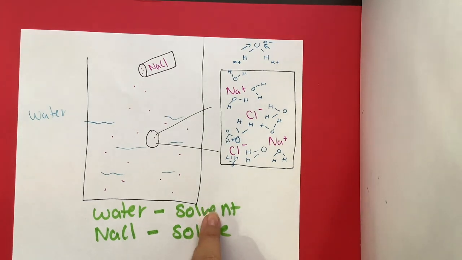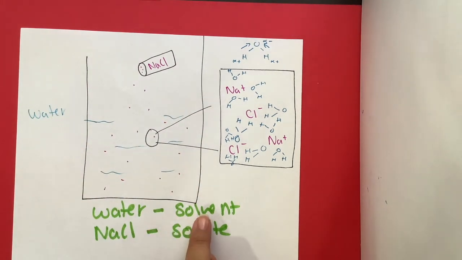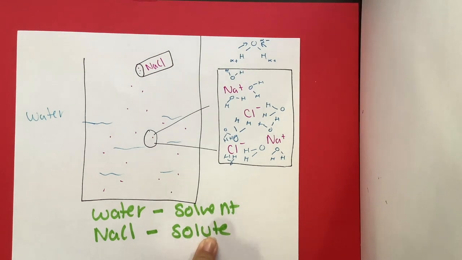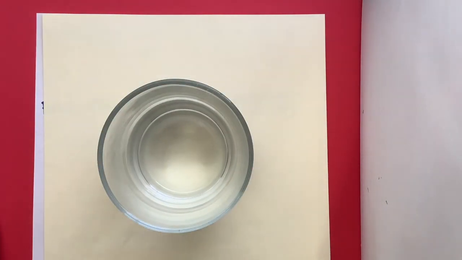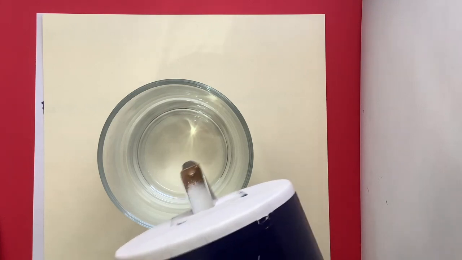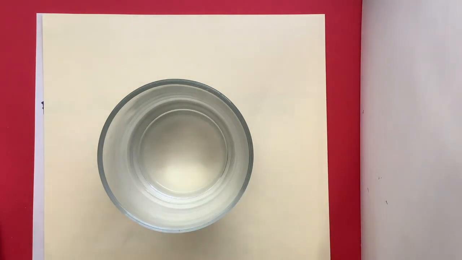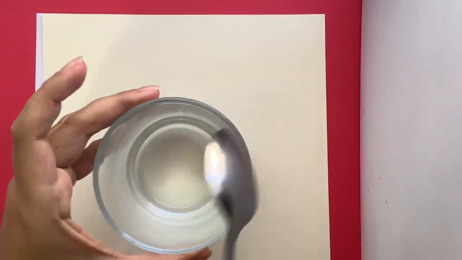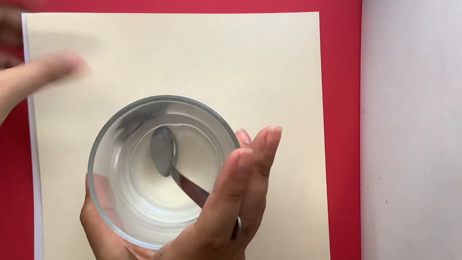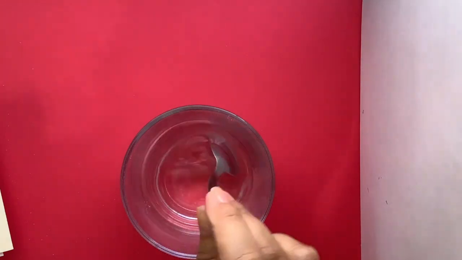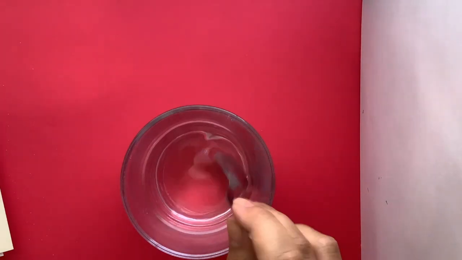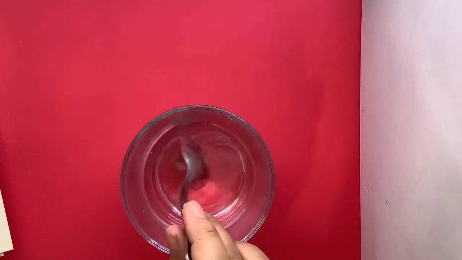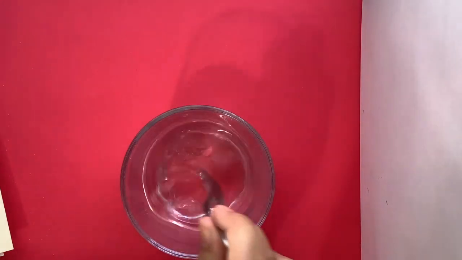The solvent is what's doing the dissolving. Usually it's what we have more of. In this glass of water, there's more water than salt, so water is the solvent. Whatever is being dissolved is the solute. So here I have a glass of water, and I'm going to add some salt to it. If I add some sodium chloride, you see that my salt goes to the bottom. You see the crystals at the bottom, but if I stir it, all my salt will dissolve. All my solute, my salt, will dissolve in my solvent, the water.